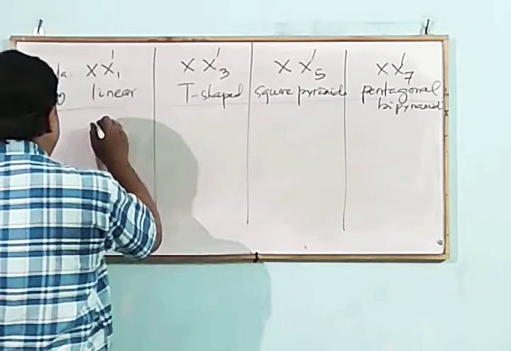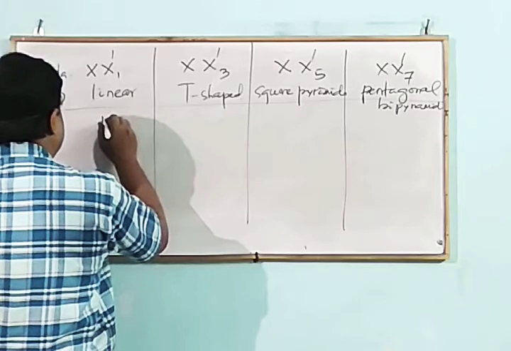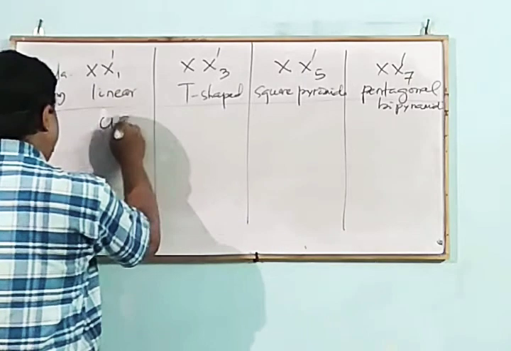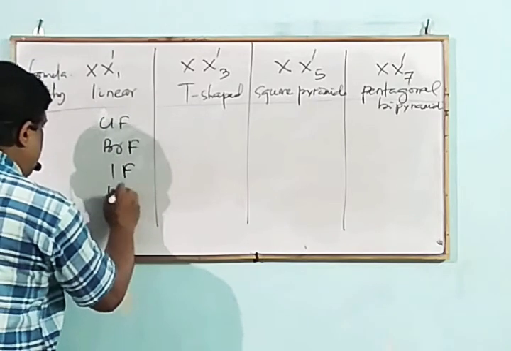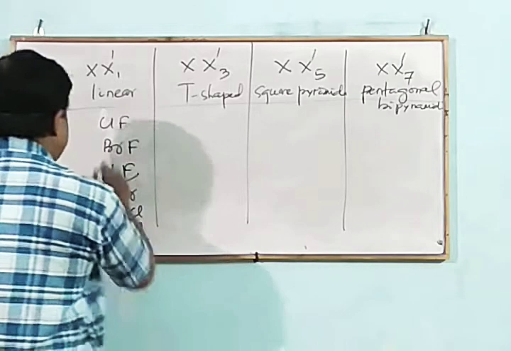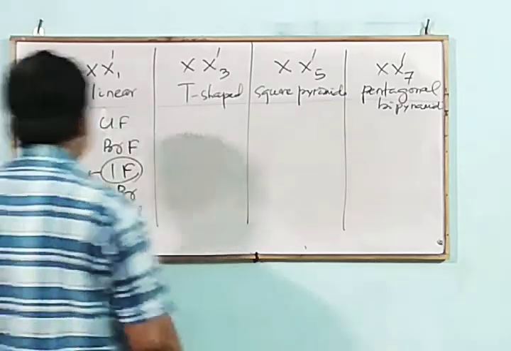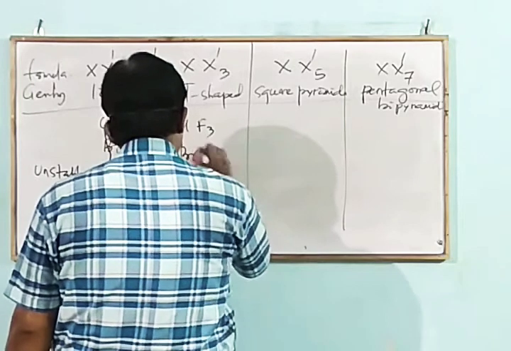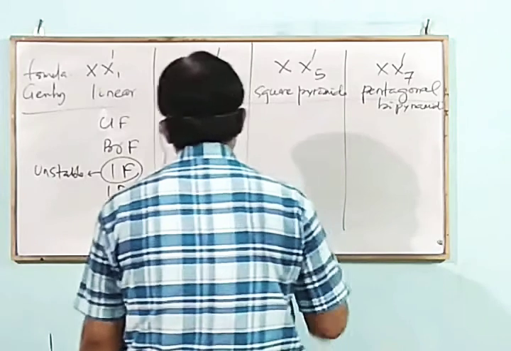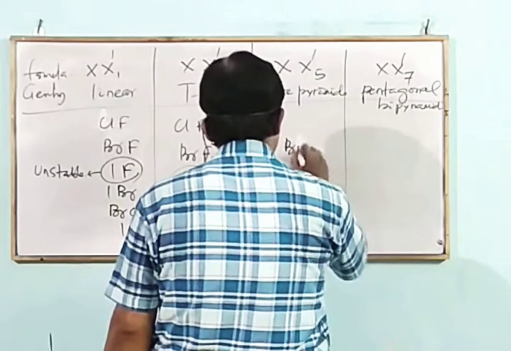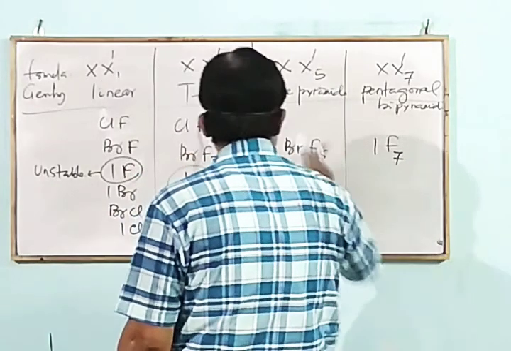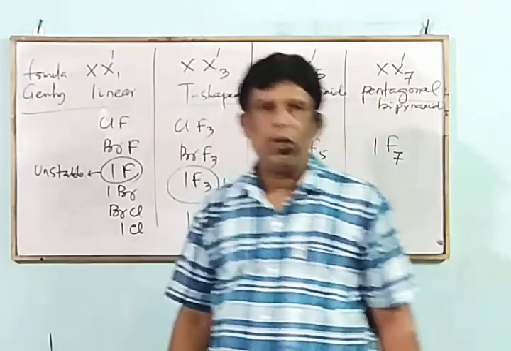Some examples are there. That is, linear ones where n is equal to 1: ClF, BrF, IF, IBr, BrCl, ICl. IF is the unstable one. Similarly, ClF3, BrF3, IF3, which is unstable, ICl3. Then BrF5, IF5, IF7. 1, 2, 3, 4, 5, 6, 7, 8, 9, 10, 11. These are some common examples of interhalogen compounds.